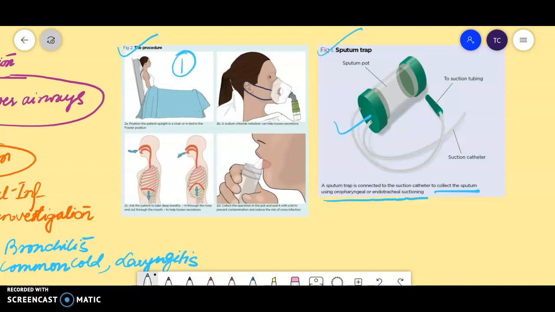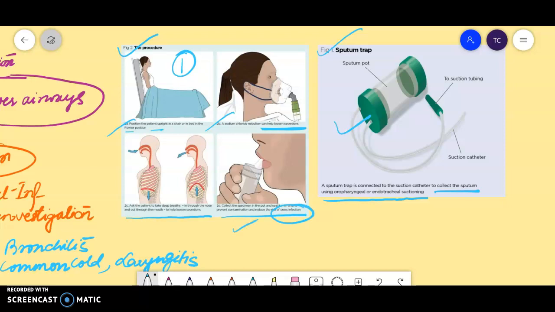Step one, position the patient upright in a chair or in bed in a Fowler's position. You see, this is the position. Then a sodium chloride nebulizer can help loosen the secretion. It should not be too tough, otherwise the patient cannot cough it out. Then ask the patient to take a deep breath in through the nose and out through the mouth to help loosen the sputum. And last but not least, collect the specimen in the pot and seal it with a lid to prevent contamination and reduce the risk of cross infection.